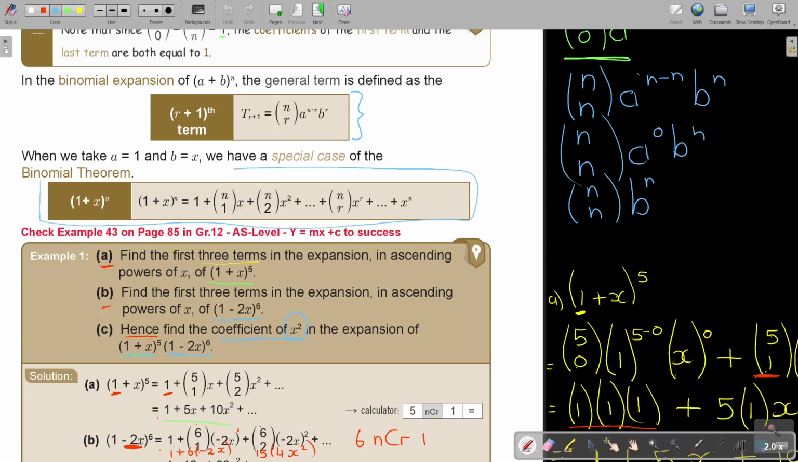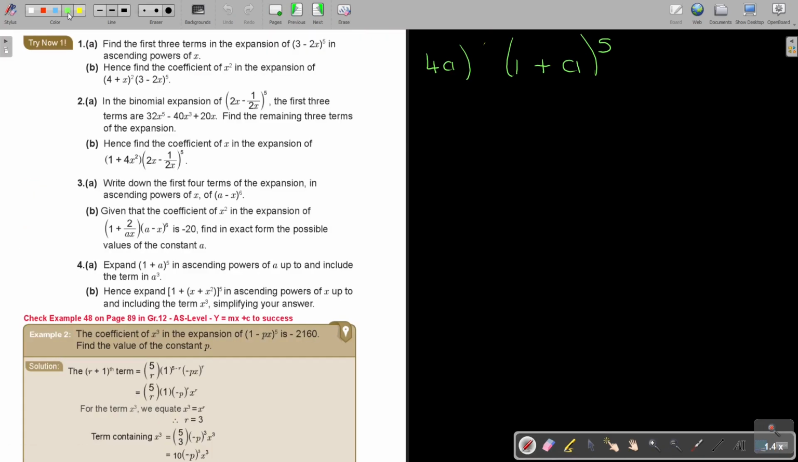Can you remember this? Basically it's 1 plus n choose 1, then n choose 2, and so on. I'm going to use it now, because you can do the long way, but remember we try to save a little bit on time. So it's going to be 1 plus 5 choose 1 times a, plus 5 choose 2 times a², going up in ascending powers, and they want it up to a³.